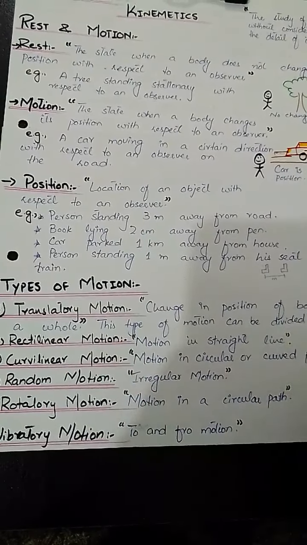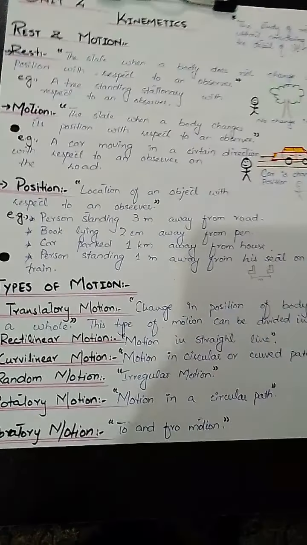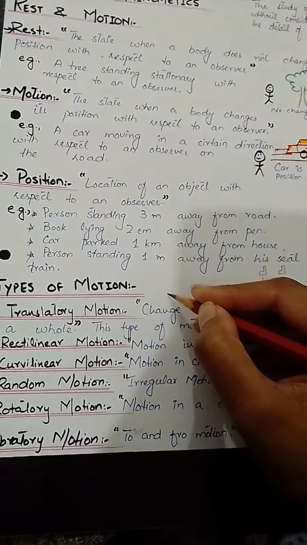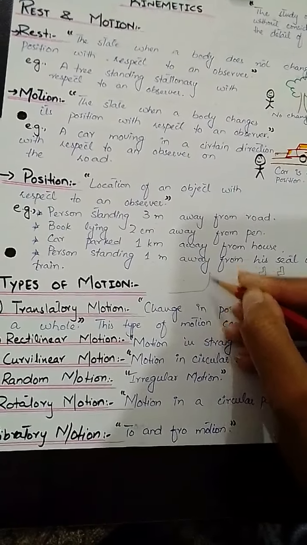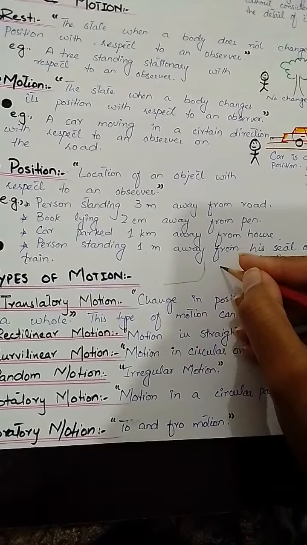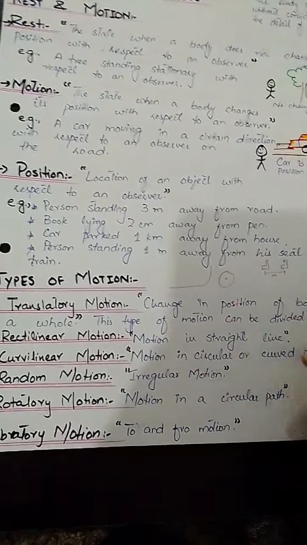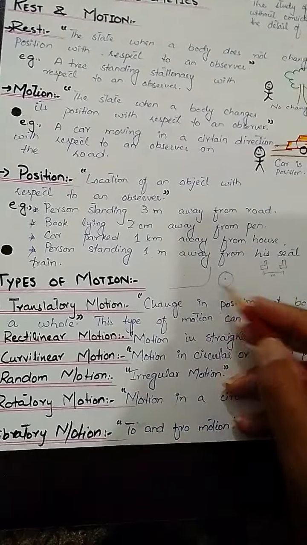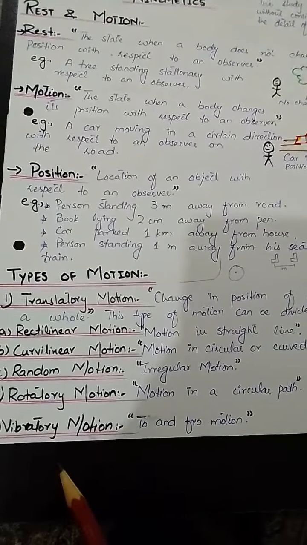Curvilinear motion is motion in a circular or curved path, but it doesn't mean that it should have the same center. Suppose a car goes in a straight direction, then takes a certain turn. This is curvilinear motion, a kind of translatory motion. But whenever a car moves on a circular road, this circle has a certain central point. This kind of circular motion is called rotatory motion.